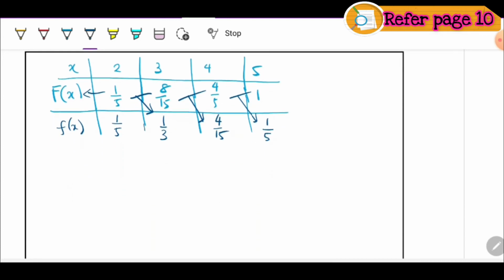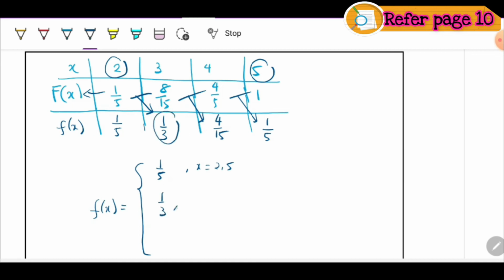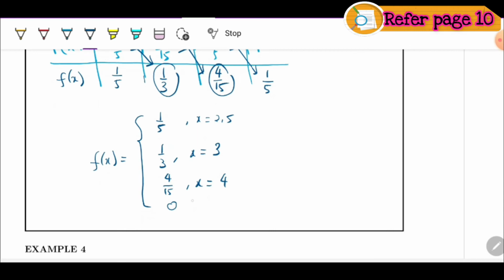Then write your answer as the probability distribution function. The probability is 1/5 when x equals to 2 and x equals to 5. The probability is 1/3 when x equals to 3. The probability is 4/15 when x equals to 4. And don't forget 0 otherwise.